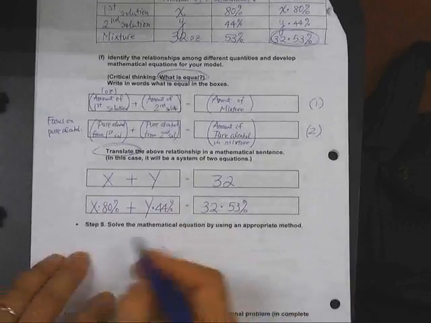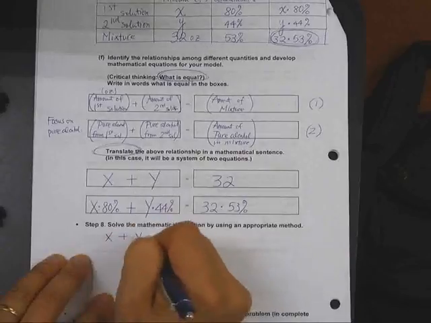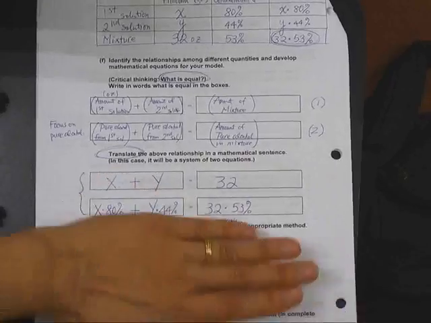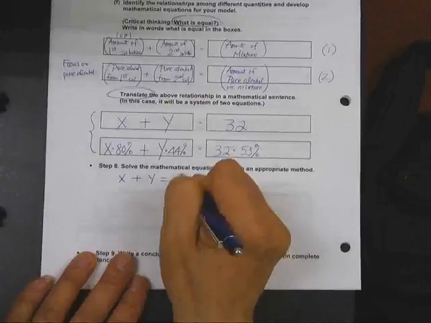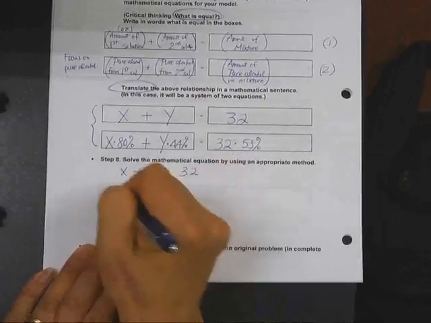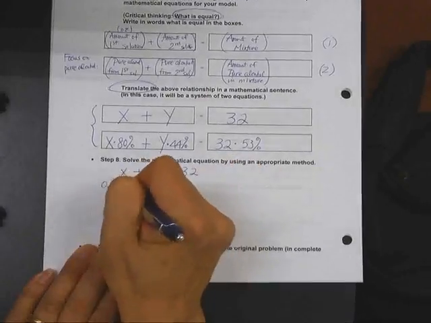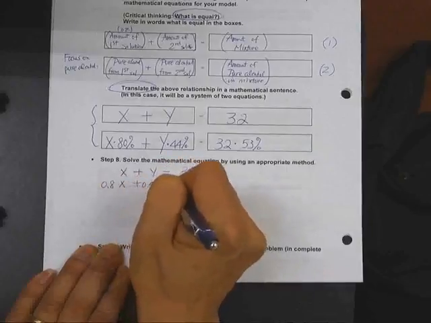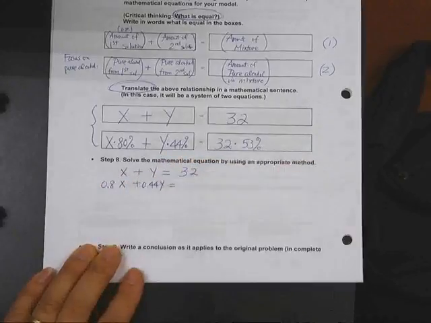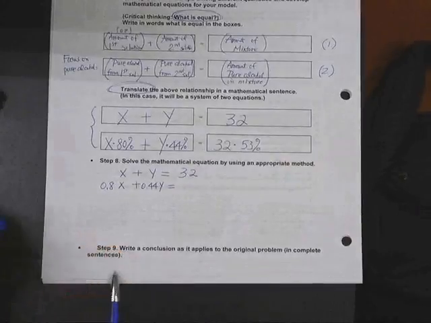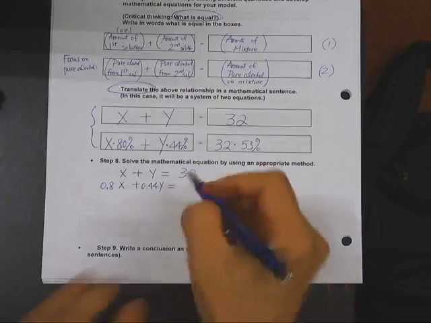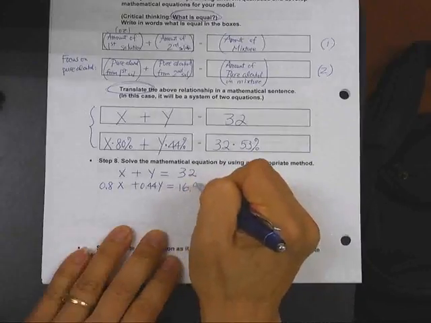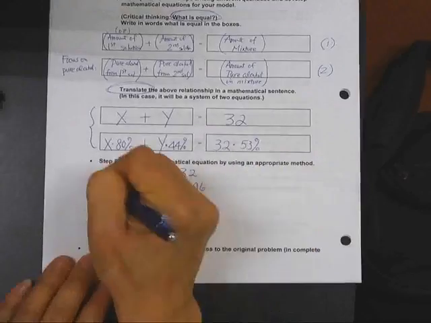Now we can write it in decimal form. So this is the model now, and now you can do algebra to solve it. X plus Y equals 32, and 0.8X plus 0.44Y equals, now you multiply 32 with 0.53. I write it on the side: 16.96. You already got it. 16.96.